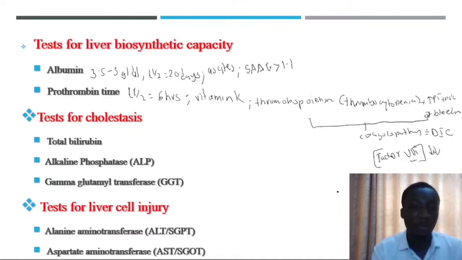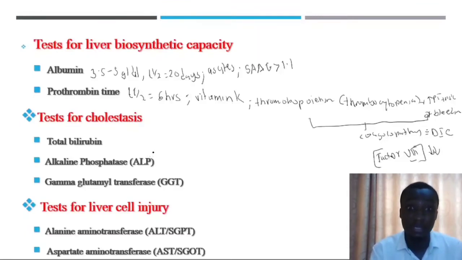Now we come to tests for cholestasis. Under the tests for cholestasis, we talk about total bilirubin. We're not going to talk about the pathway though, but we should understand that total bilirubin is equal to the direct or conjugated bilirubin plus the indirect or unconjugated form of bilirubin. You should also understand that you can get bilirubin from hemolysis of red blood cells, and also from myoglobin and the cytochrome P450 enzyme. Now, excessive accumulation of bilirubin will cause jaundice.